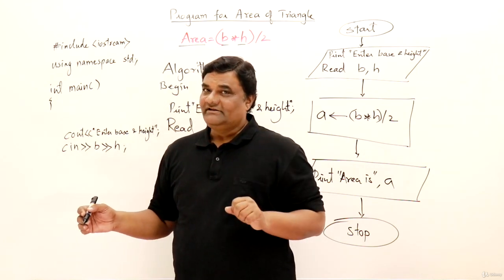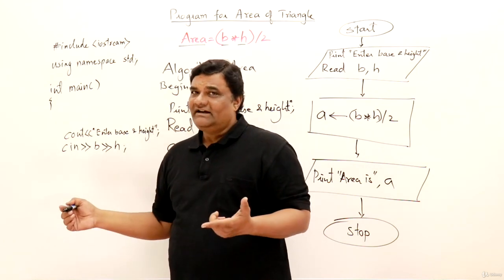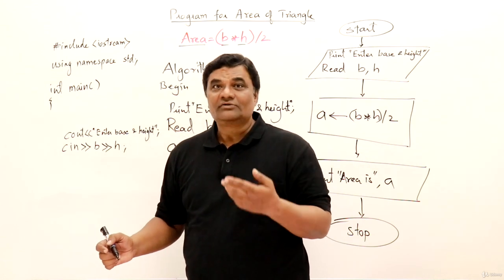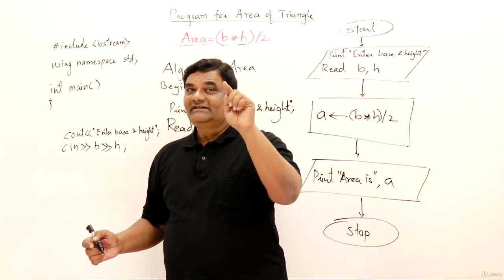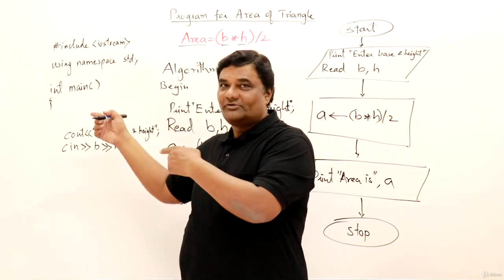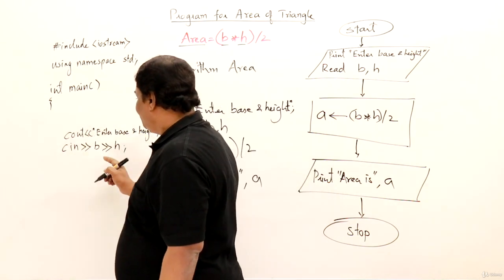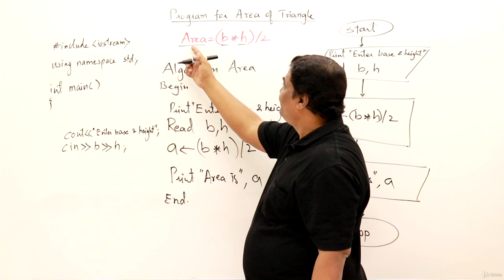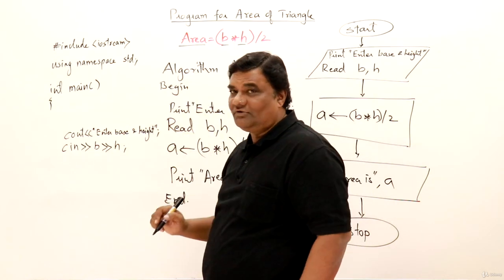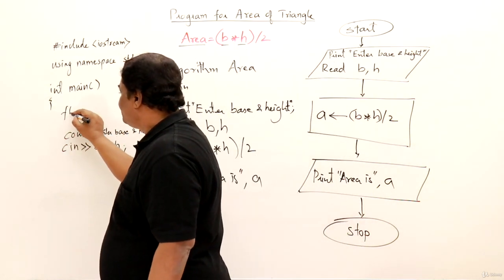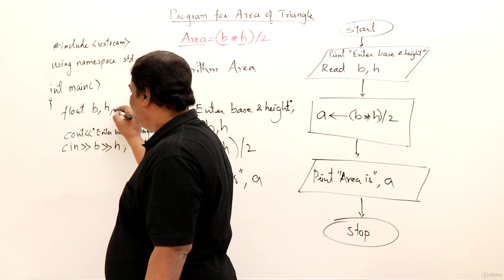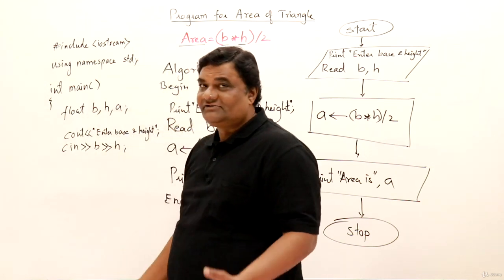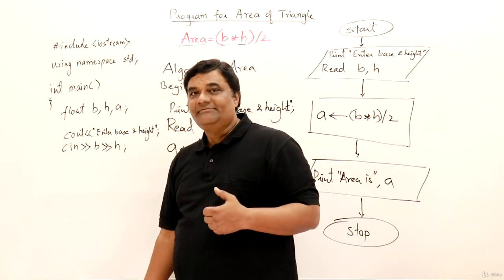Now next important thing, what are this B and H? Variables. So in a C++ program, you must declare the variable first. So okay, let us go back to the top and declare the variables. Which type of variables do we want here? See, this result should be a float. So let us make everything float. So I will declare them as float base, height and area. So I have three variables, all of them of type float.